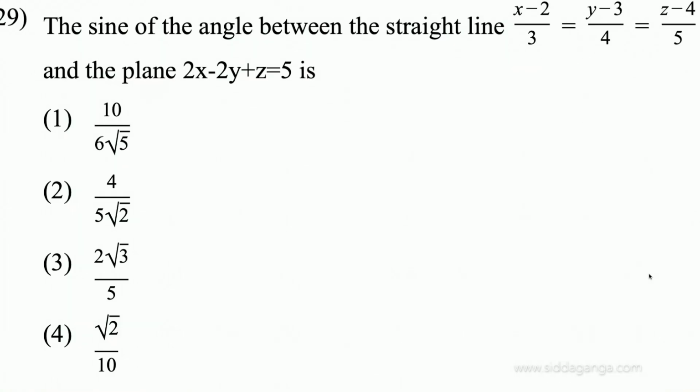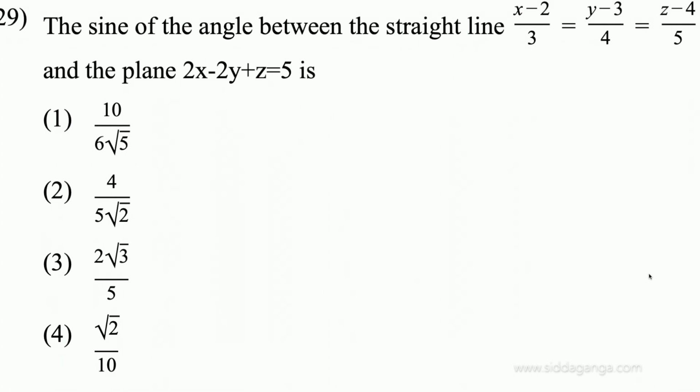Okay, let's move on to question number 29. The sine of the angle between the straight line and the plane. Yes, this is simple. The same type of question we have discussed before. The line is x minus 2 by 3, y minus 3 by 4, that is equal to z minus 4 by 5.